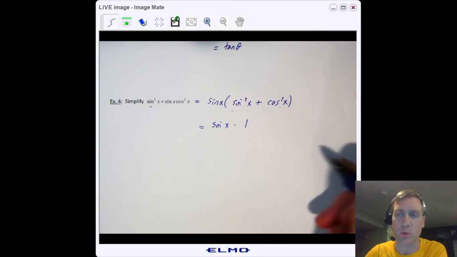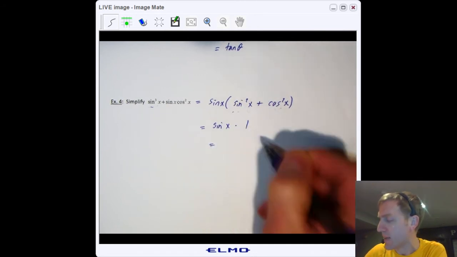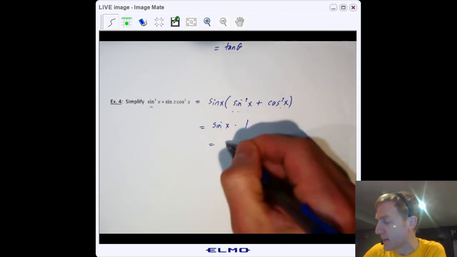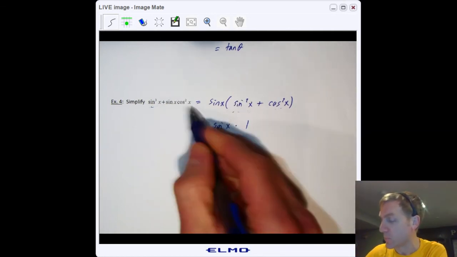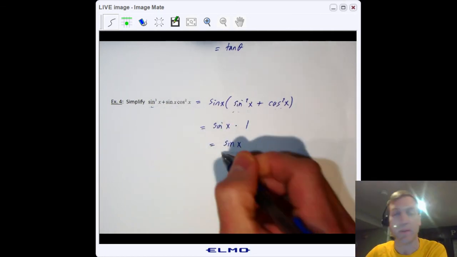And if you don't know that yet, you will learn it very soon. We're going to see that a lot. And so what are we left with? We're left with sine x times 1, which is just sine of x. So there we go. This whole expression is equivalent to just sine of x. All right, those two are pretty simple.